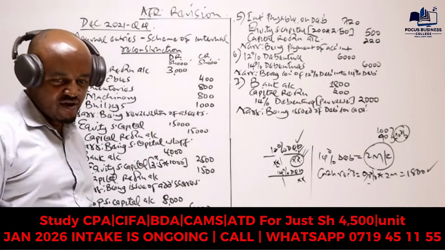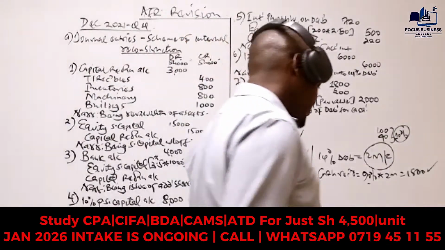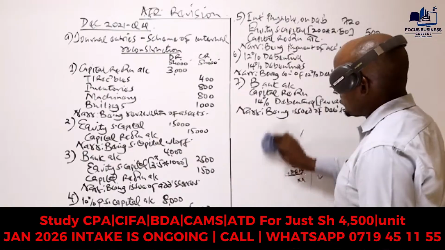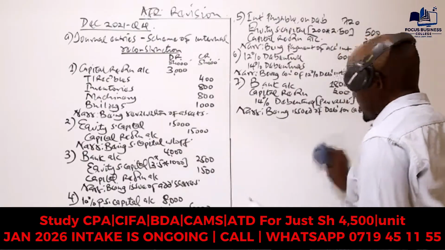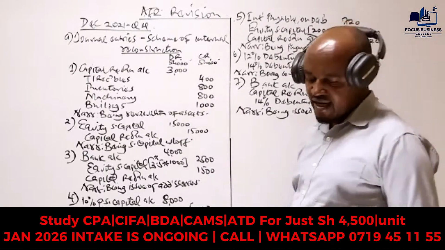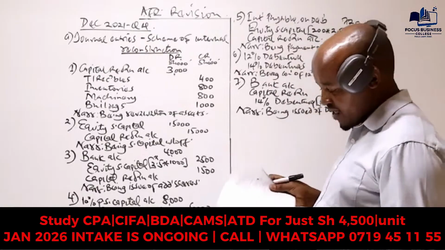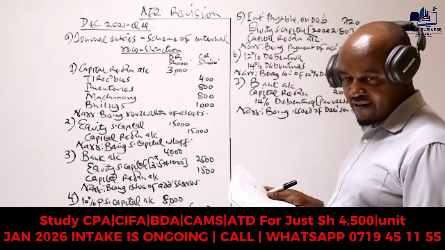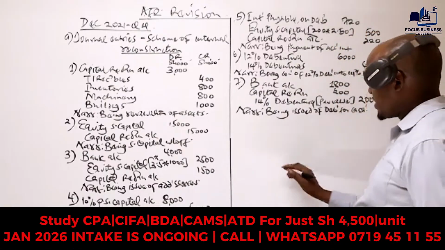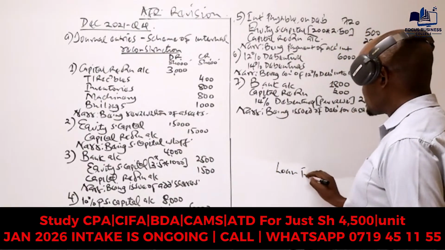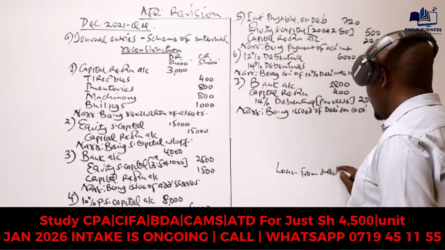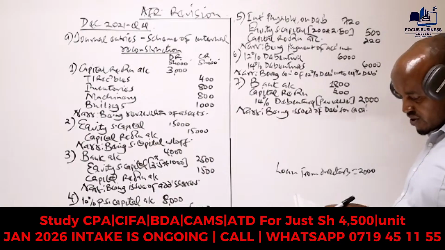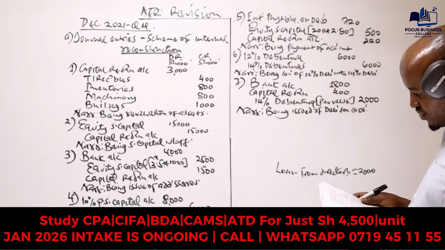So first of all, can we go back to the balance sheet of this company? We check how much was the loan from the directors. The loan from the directors is a liability. I can see that it is given together with the share capital. So the loan from directors is basically 2,000,000.